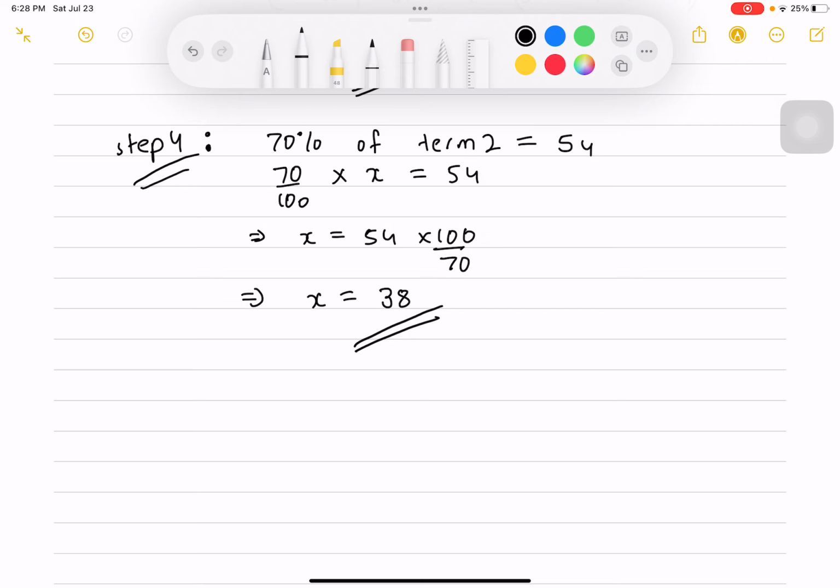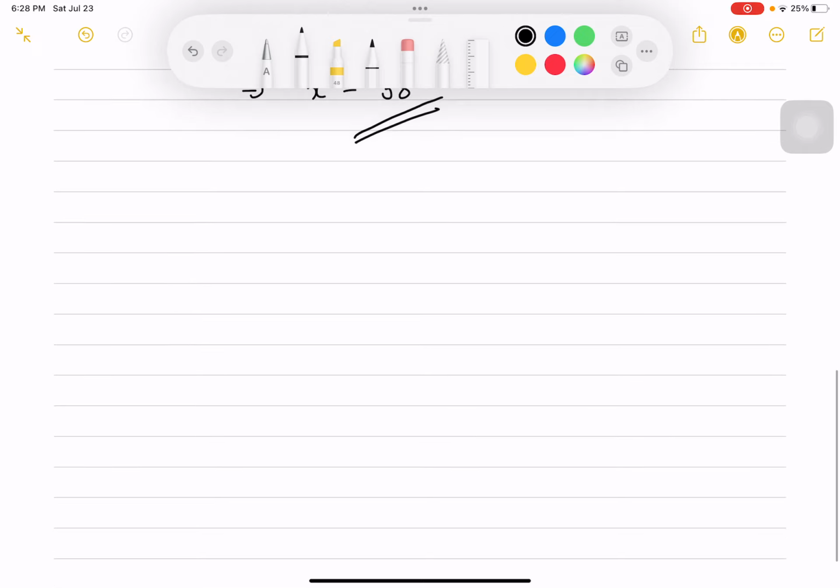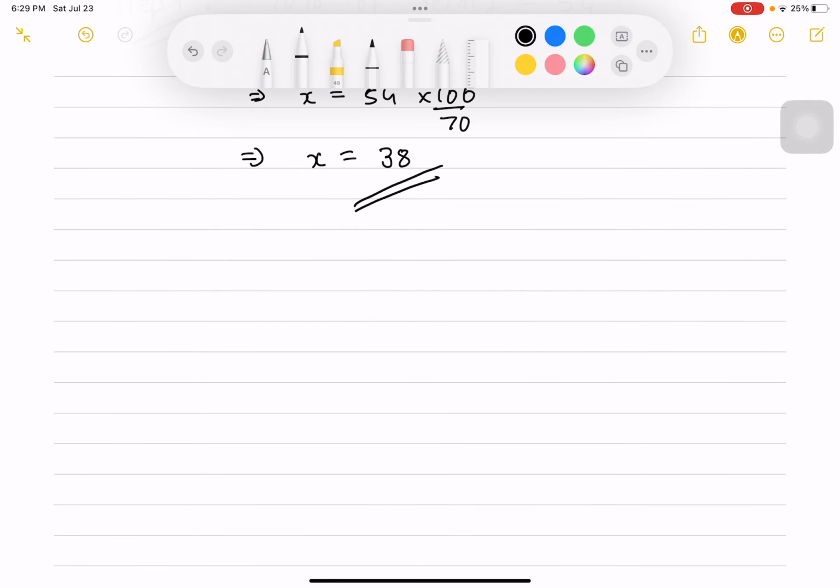That is the calculation in this. So respectively, you can find your marks for various subjects. So this final answer, x, is your final term 2 marks.